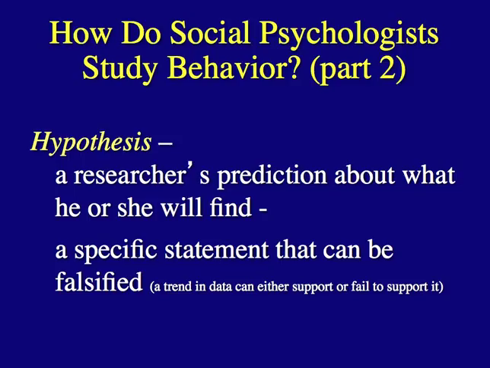So, in this case, we might say, there is a specific statement that can be falsified. That is, it's stated in a specific and detailed enough way that the evidence can be collected and the evidence may or may not support the prediction that the researcher has made. So I might say something like, in a class of elementary school students, when the teacher asks a question, boys will be more likely to speak up and raise their hand to answer that question than girls.